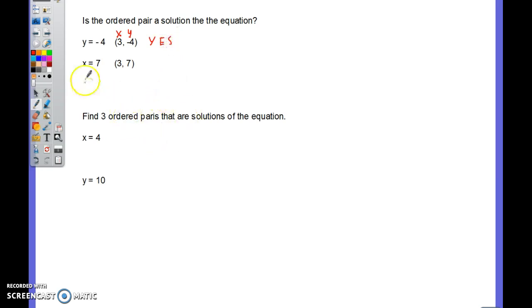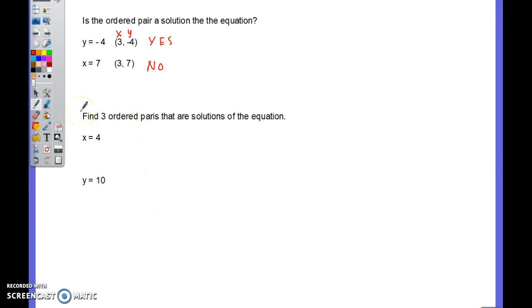All right. Over here, with the x equals 7, you have to make sure that the x in the ordered pair would equal 7 for it to be a solution. Here the y equals 7, but the x equals 3, so this would be a no. That is not a solution.